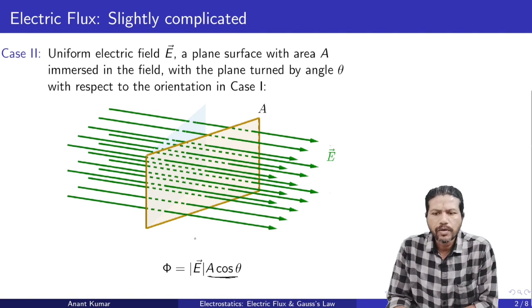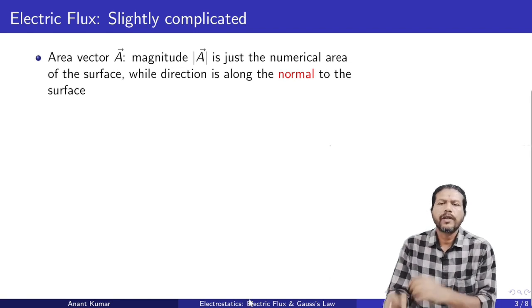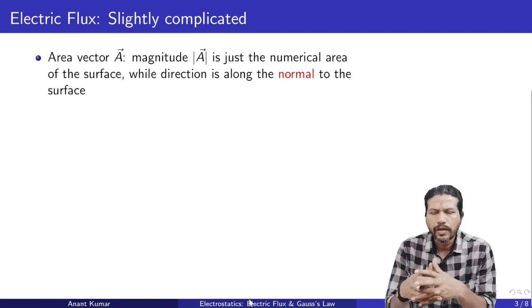Now, a better way to write this particular result down is by using the dot product of vectors. In order to do so, what I need to do is first define the area vector. We are going to think of area as a vector quantity.